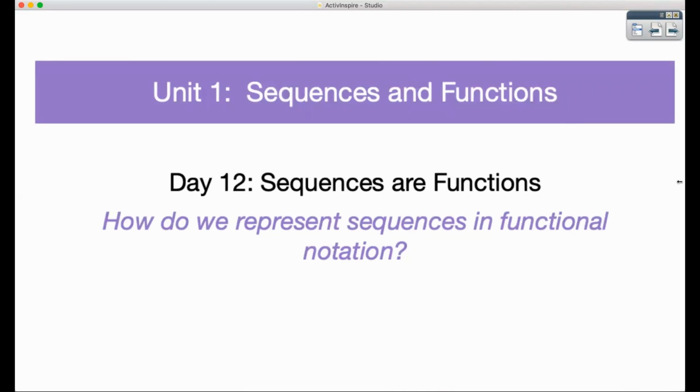Hi folks, my name is Ms. Midha, and today we're going to focus on the following question. How do we represent sequences in functional notation? Let's go ahead and get started.